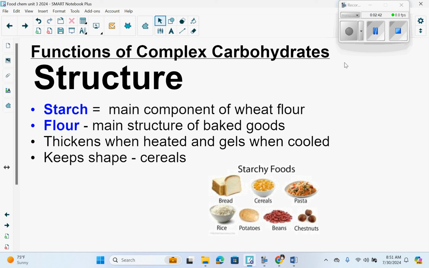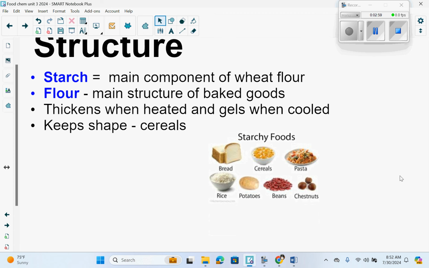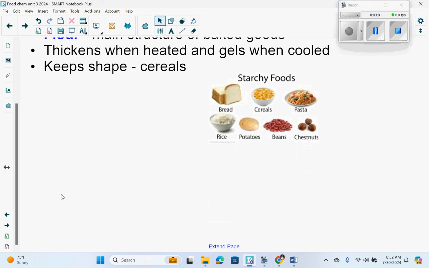Functions of complex carbohydrates. Obviously, structure. Starch is the main component of wheat flour, and flour is the main structure of baked goods. It thickens when heated and gels when cooled. It helps keep the shape, especially in foods like cereals.